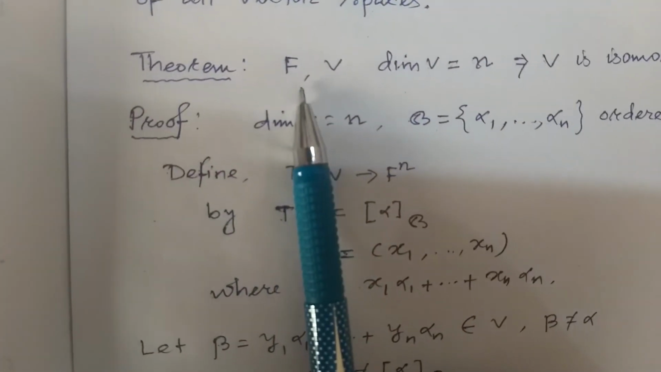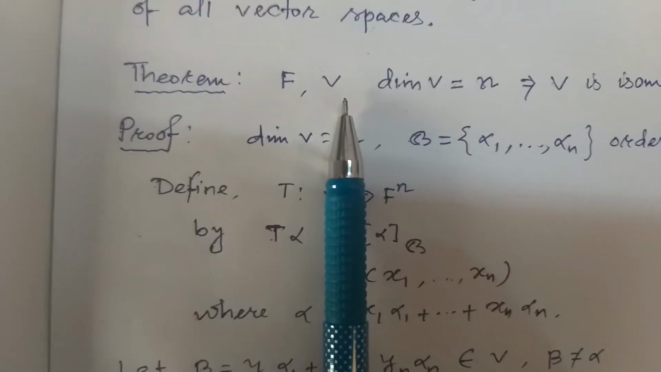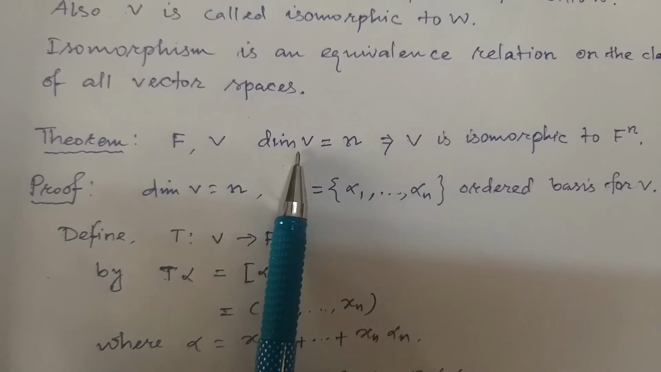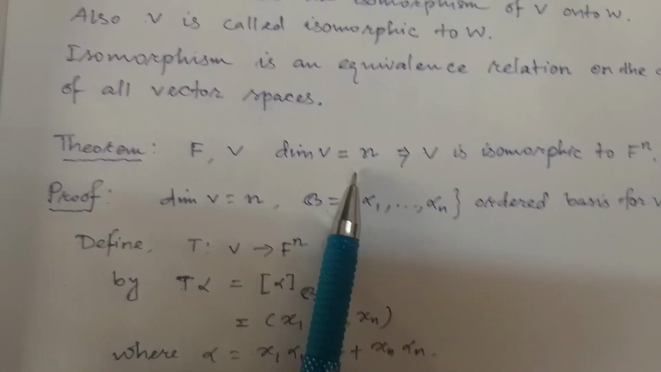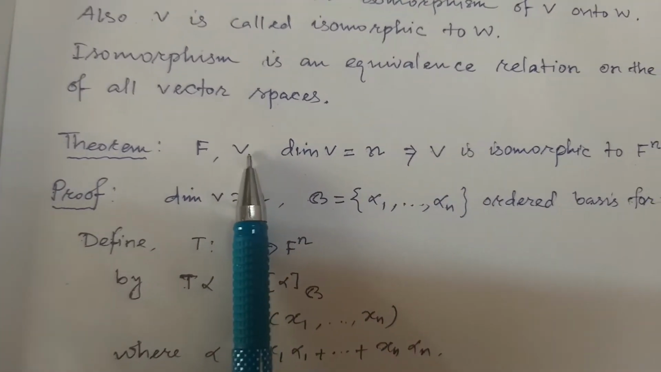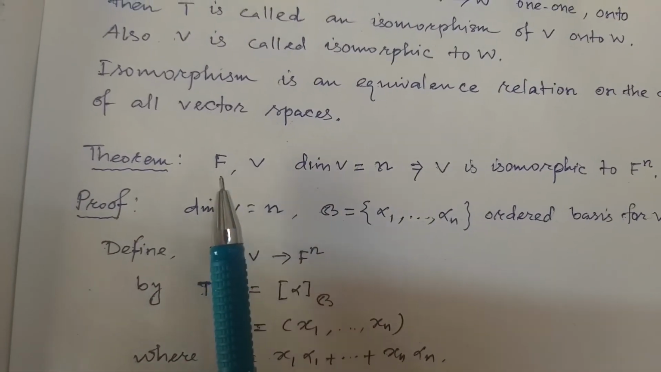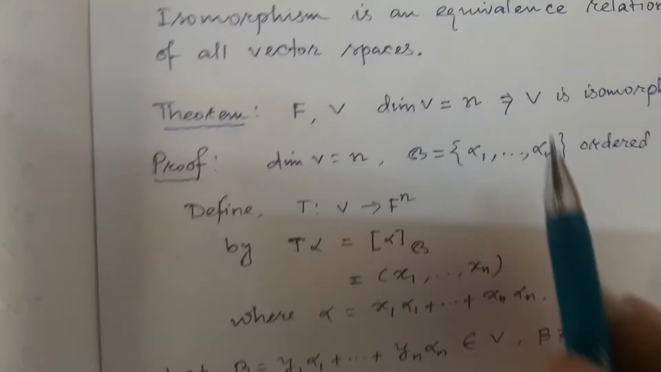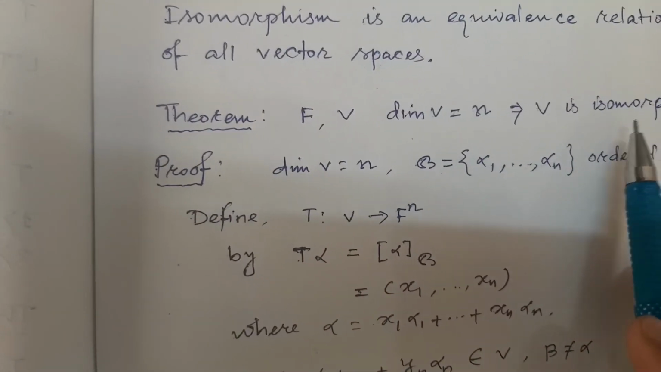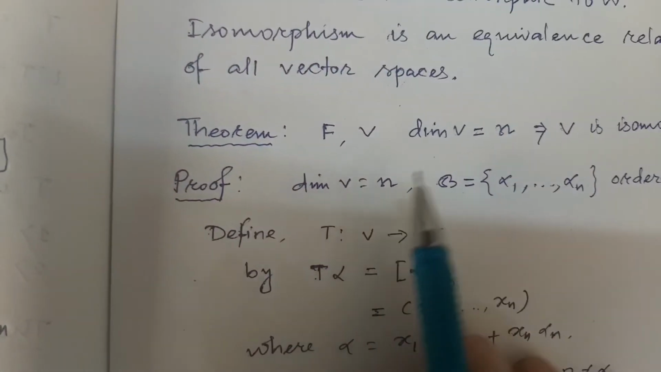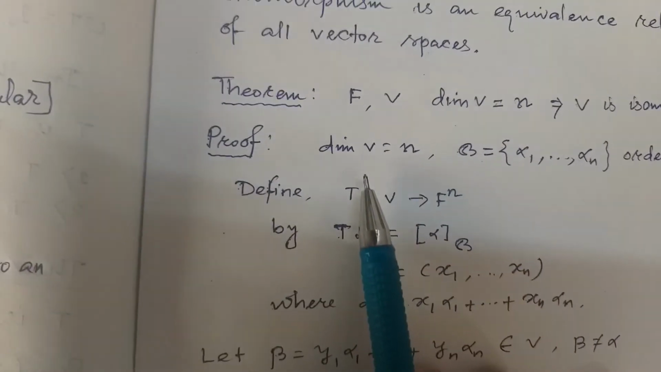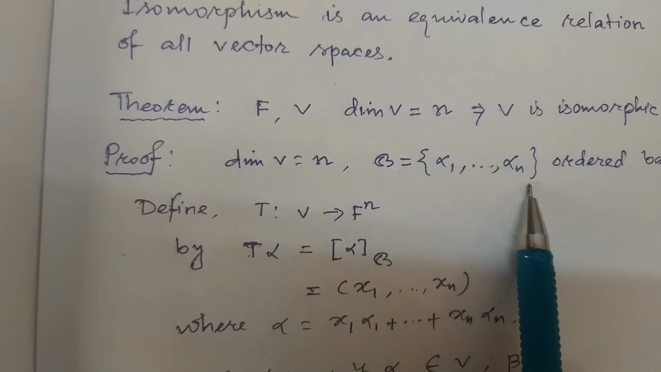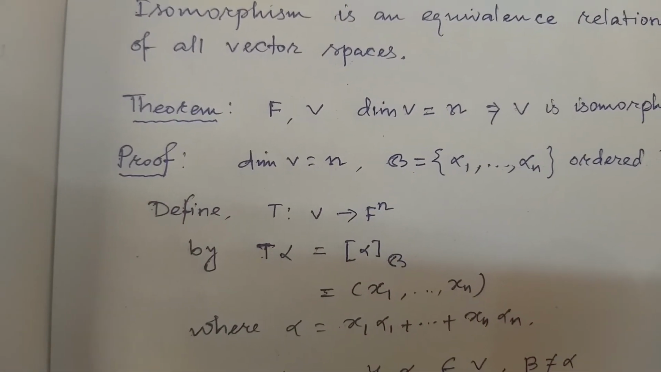So we have the theorem: let F be a field and V be a vector space over the field F, dimension of V equal to n, then V is isomorphic to F^n. F^n means F cross dot dot, n times. How to prove it? To prove the isomorphism, we have to find a mapping T from V to F^n. Given dimension of V equal to n, we must get a basis alpha 1, alpha 2, alpha n, an ordered basis for V.